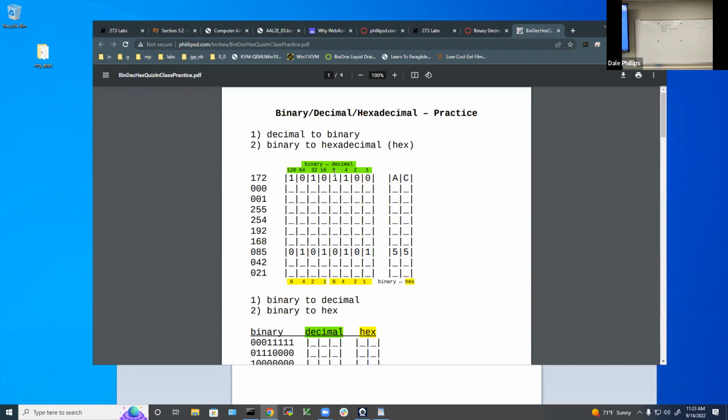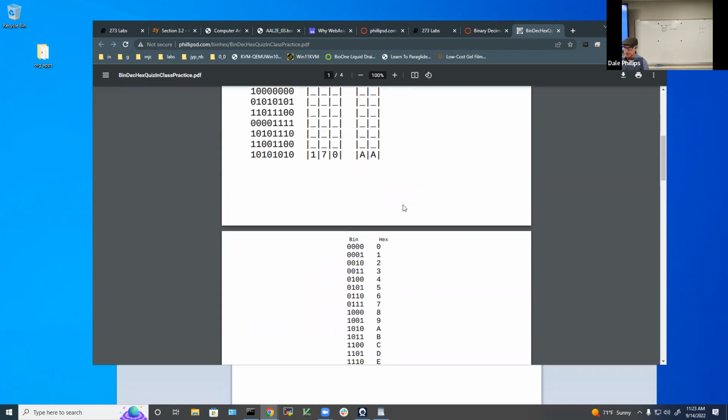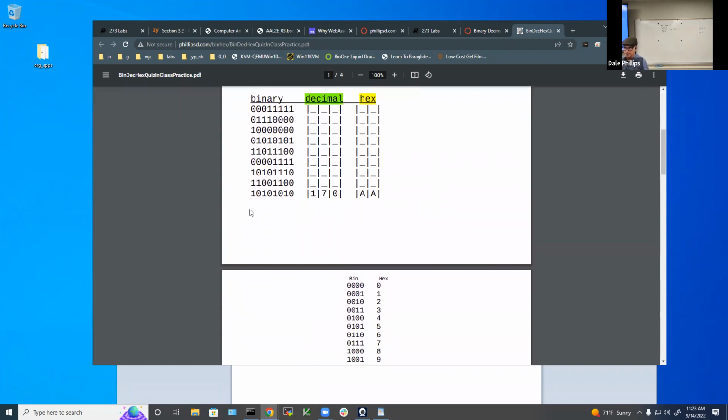Okay. And then to convert into hex, that's really simple. You just count, okay, 1 plus 4 is 5. So I got 5. And then I go down here, and so now I have 2 plus 8. Well, that's 10. But I'm in base 16. That's the letter A.